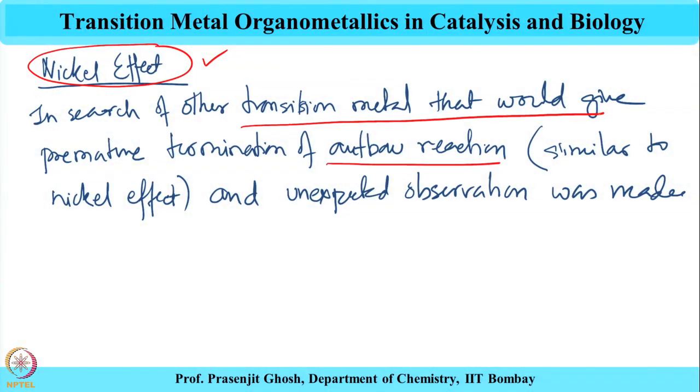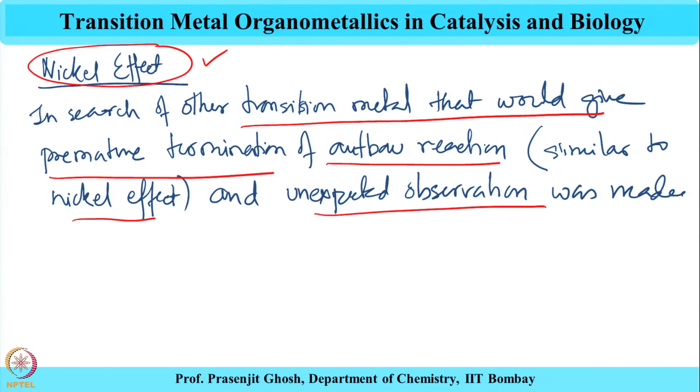Now, once the nickel effect was found, they were looking for other transition metals that would have a similar effect on the Aufbau reaction, and which would also give a dimerized or oligomerized product. However, the other unexpected observation was that during this search for other metals, they found another metal which could even give much larger polyethylene polymer chains. So, it was again like going back to what they had really wanted in the first place. The way we say that two lefts bring us back to the same position.